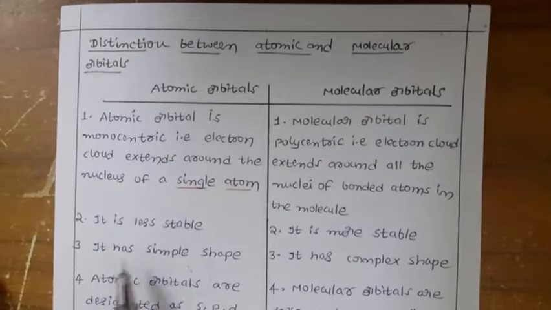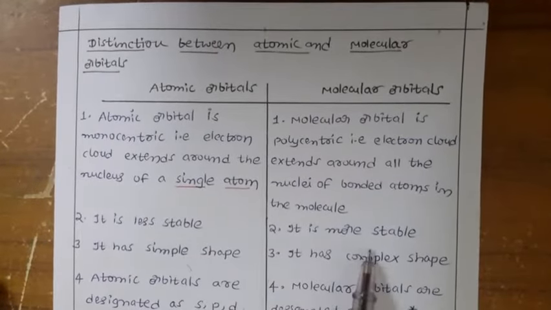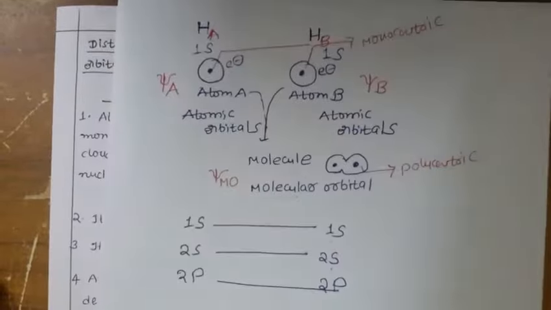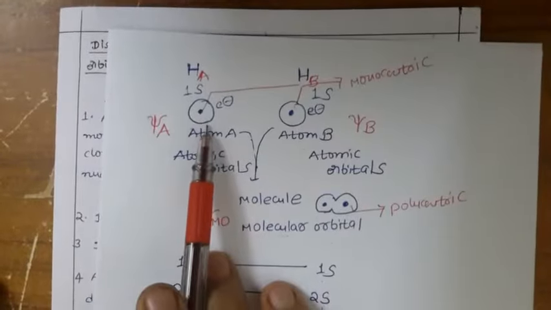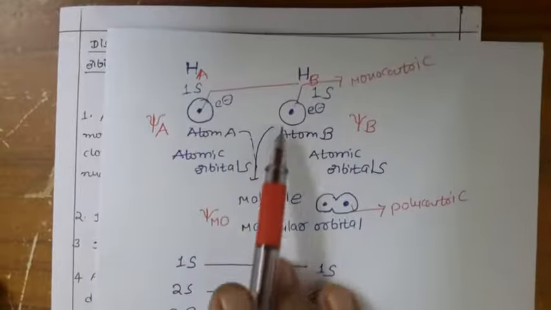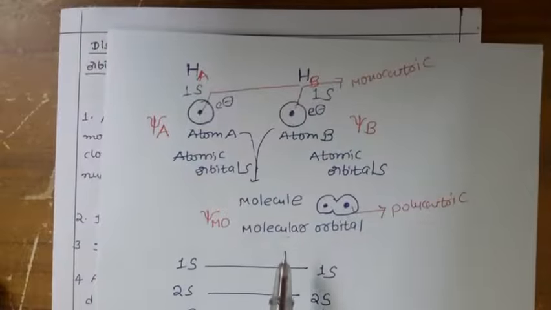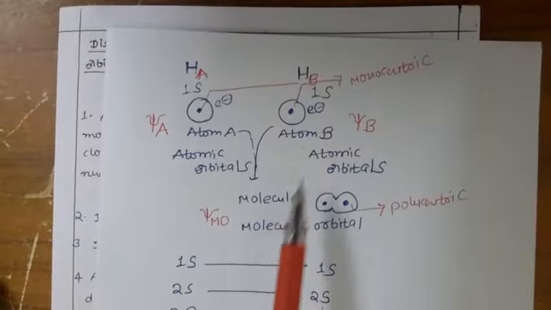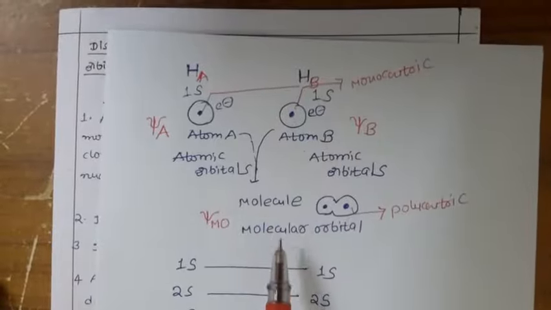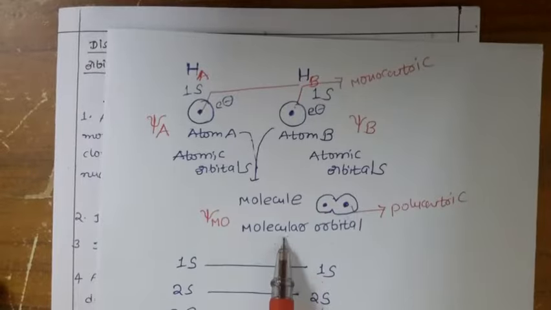Next, which is less stable and which is more stable. If you see the atomic orbitals, as you know very well, atoms are very unstable, so atomic orbitals are also less stable. Once atoms form molecules, you get the molecular orbitals. As you know very well, a molecule is more stable compared to atoms. So molecular orbitals are more stable compared to atomic orbitals.